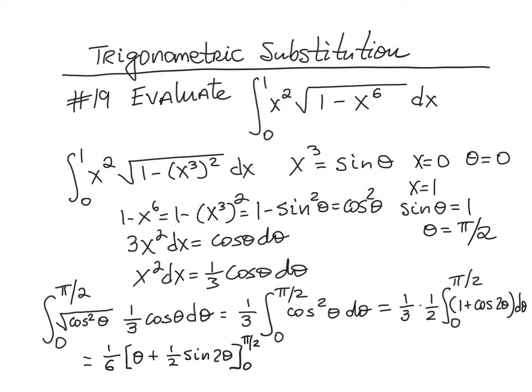Notice when we put pi over 2 into sine of 2 theta, that gives us sine of pi, which is 0. Putting 0 in there also gives 0. The only thing left is 1/6 in the front, and pi over 2 when we plug in pi over 2. And so 1/6 times pi over 2 is equal to pi over 12, which is the final answer.